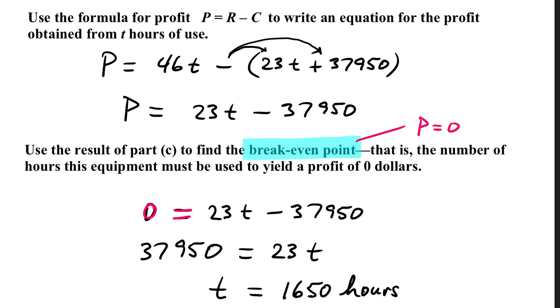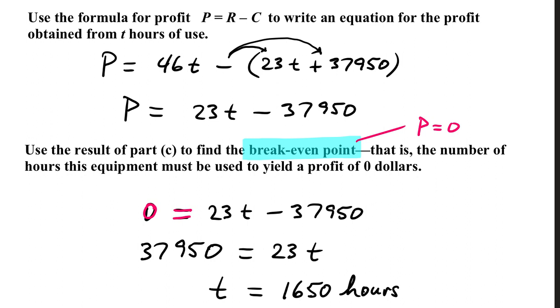Use the formula for profit, that's revenue minus cost, to write an equation for the profit obtained from T hours of use. Okay, so what we're going to do is profit, that's revenue, that was 46t, minus cost had two terms, 23t plus 37,950. Be sure to distribute your negative. 46t minus 23t is 23t, and then we have a minus 37,950.